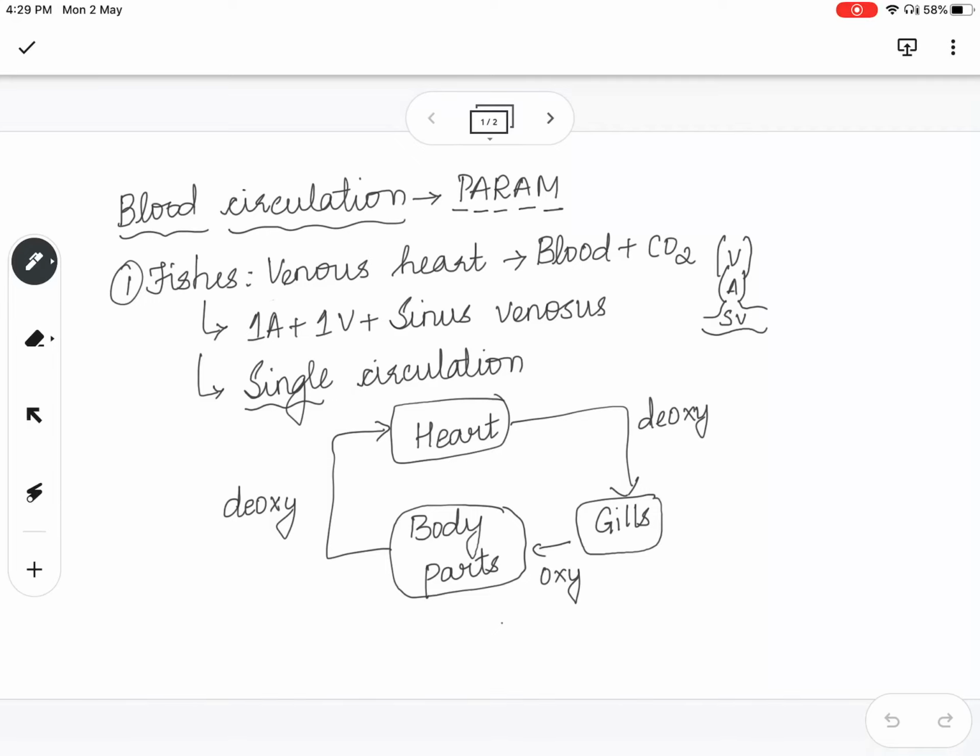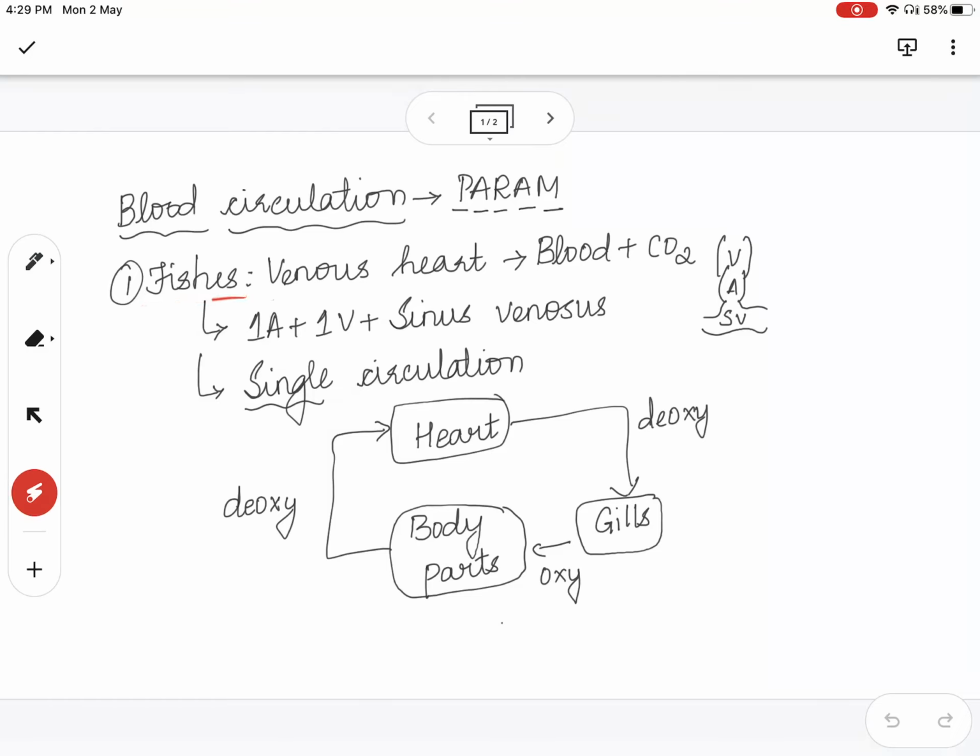In today's video, I'll be dealing with the topic called blood circulation from the first year portion. Here we get to understand how blood circulation is seen in different categories of vertebrates. Here I've written the word PAPAM, where P stands for Pisces, then amphibians, reptiles, aves and mammals. If I tell in detail one by one, we'll understand how this circulation works in each category.